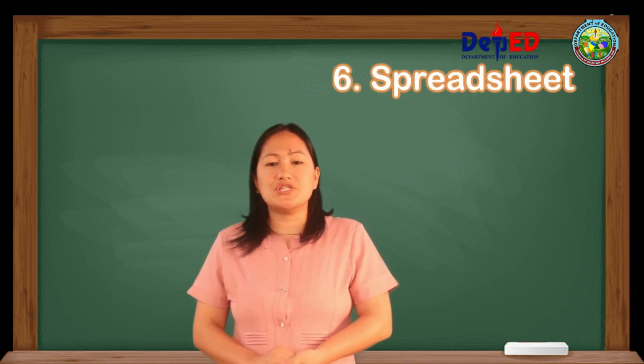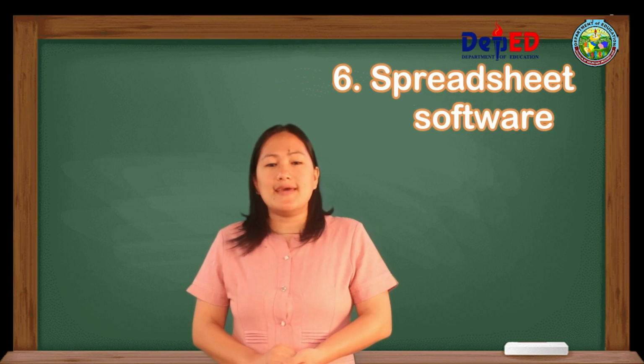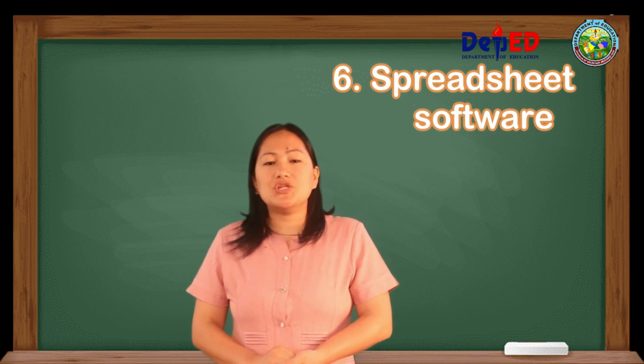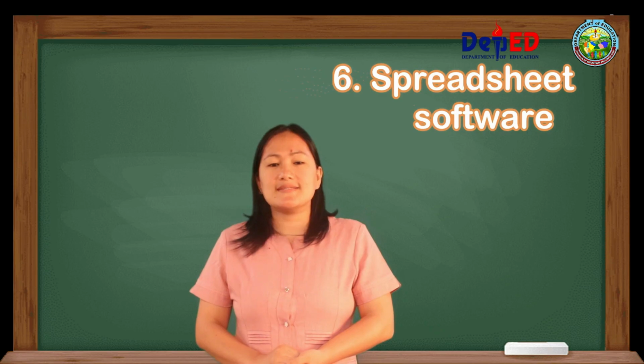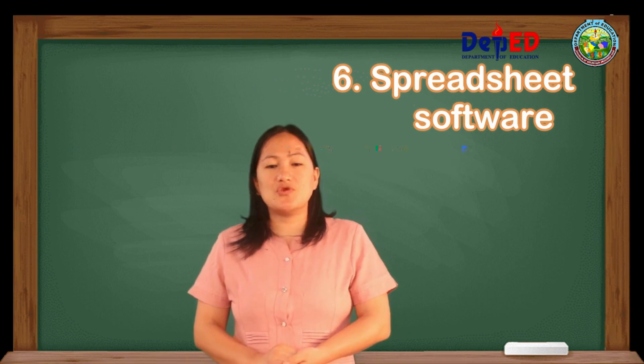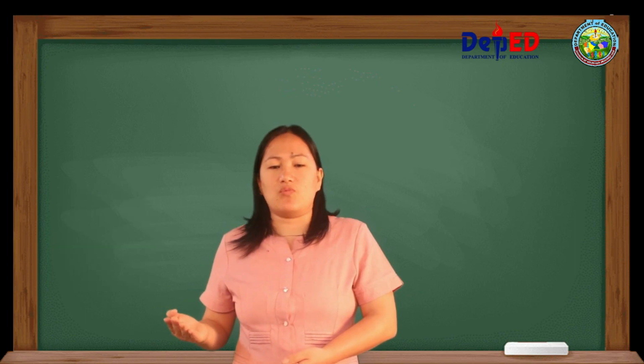Spreadsheet software is used to perform calculations. In this software, data is stored in a table format. The intersecting area called cells are separated to define fields such as text, date, time, and number. It allows users to provide formulas and functions to perform calculations. Microsoft Excel is a good example of a spreadsheet software.